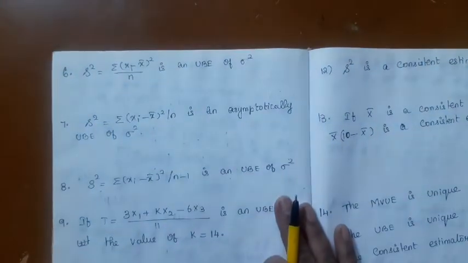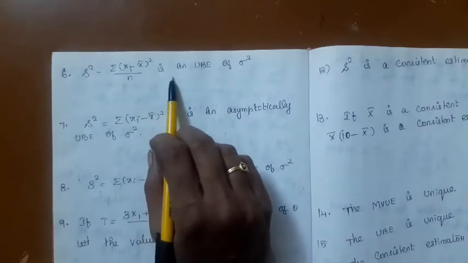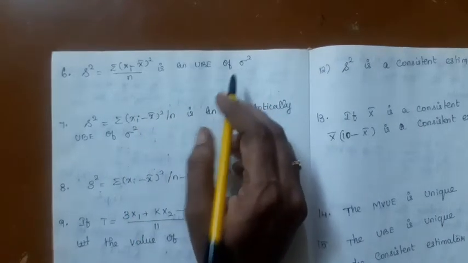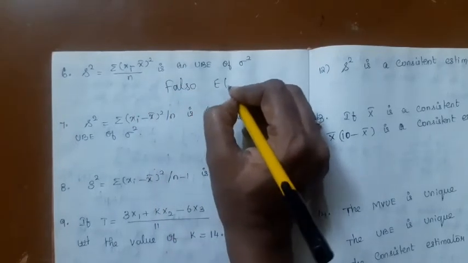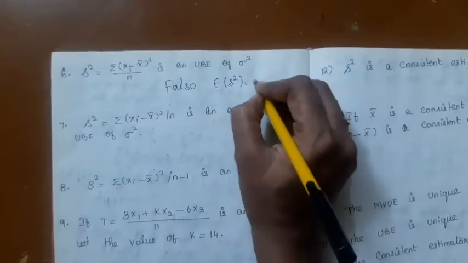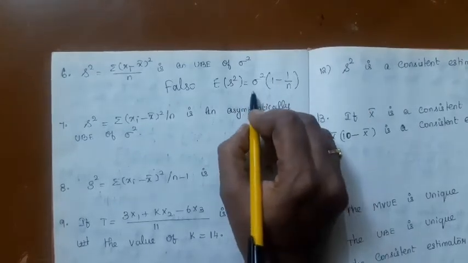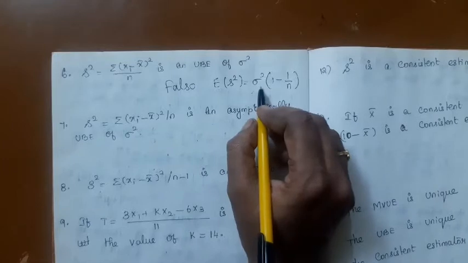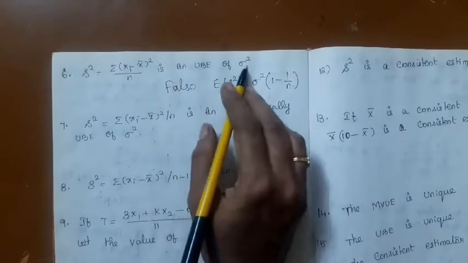Okay. Now, the next one. S square equal to summation xi minus x bar the whole square by n is an unbiased estimator of sigma square. No, it is false. Because if you compute the expectation of s square, you will get sigma square into 1 minus 1 by n. You will not get sigma square. So s square is a biased estimator of sigma square.